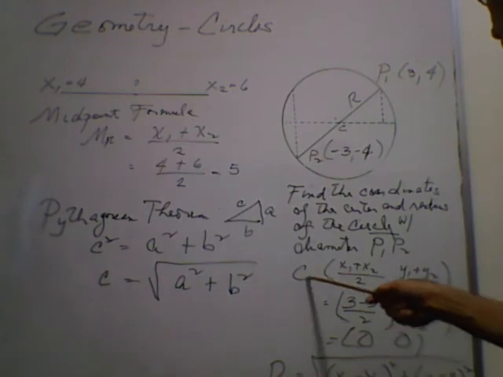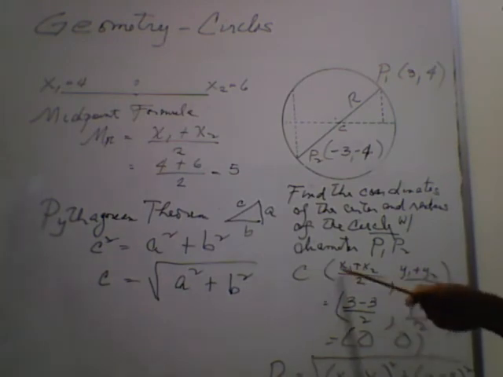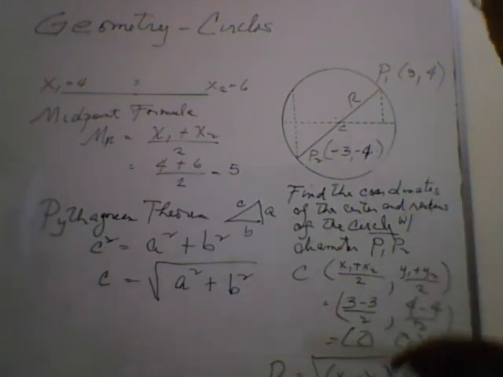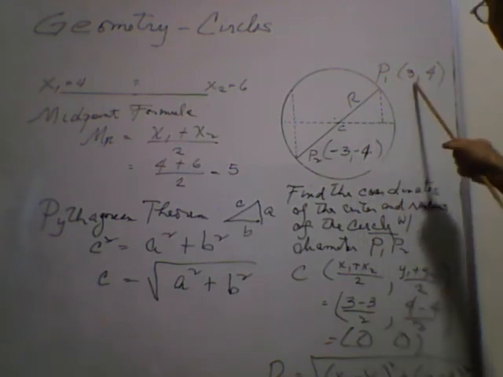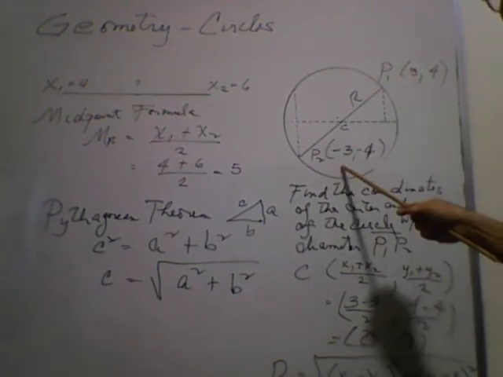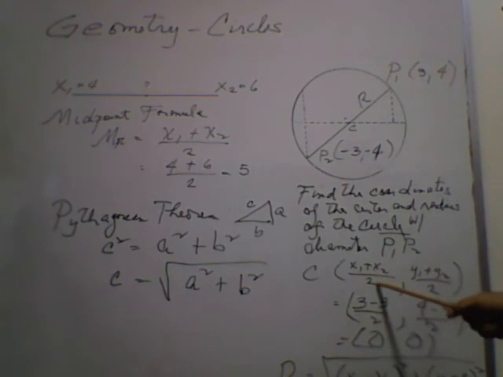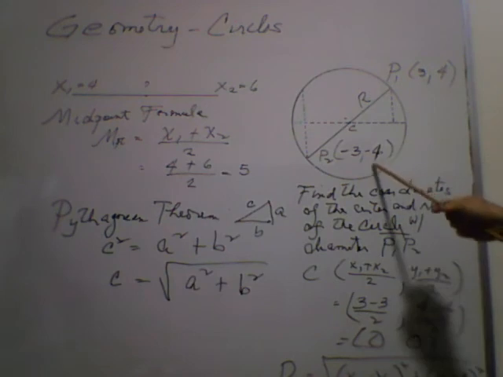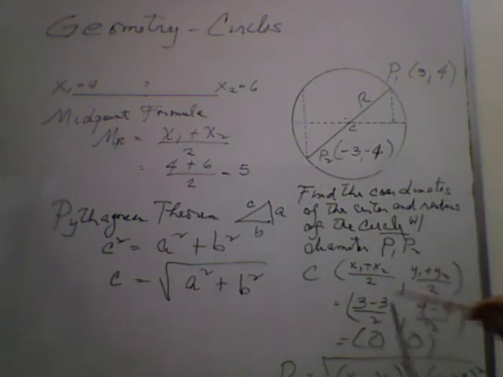So to get the coordinates x and y of c, all we have to do is add the values of x of 1, 3, and -3, and divide it by 2. And also y, 4 and -4. We add those coordinates, we get the coordinates of c to be 0 and 0, since 3 plus -3 and 4 minus 4 is 0.